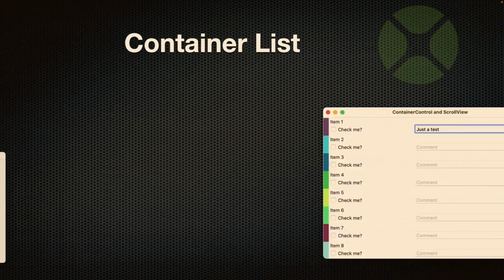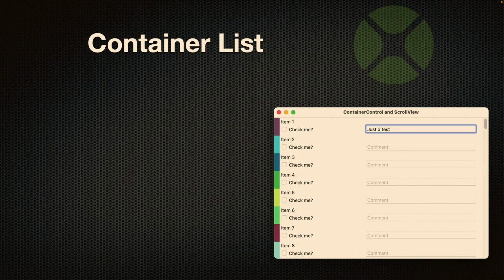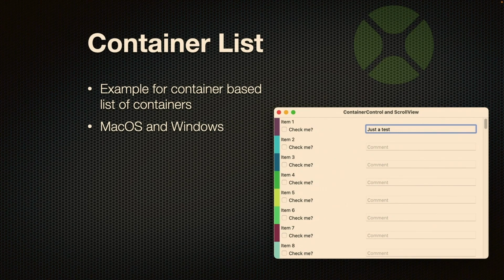Then we have an example, which I think is still interesting. It's a list of containers. And I made this example to show a few customers how to have a list of containers and smooth scroll them, at least on macOS. Because there we can use a plugin-based scroll view and move it in between the containers. So we get this smooth scrolling. The example also works on Windows, but of course not as nicely. And it uses the NSScrollView on Mac.